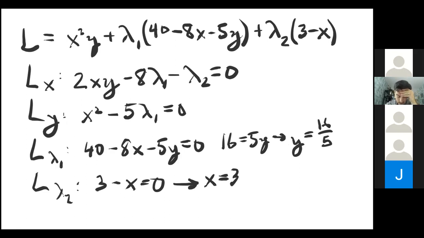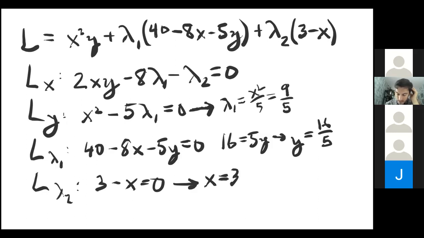Great. And then, how about from this one? This one will tell us something about lambda 1. X squared minus 5 lambda 1 equals 0. So lambda 1 equals x squared over 5, which is 9/5, which is positive. Really, all we care about is is it positive?